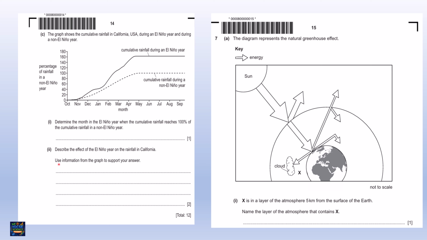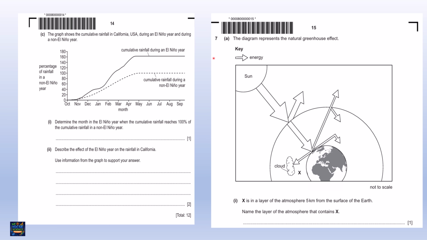Part B: describe the effect of the El Nino year on the rainfall in California. Use information from the graph to support your answer. This carries 2 marks. You need to write your answer with the help of the graph. So question number 6 carries 12 marks.